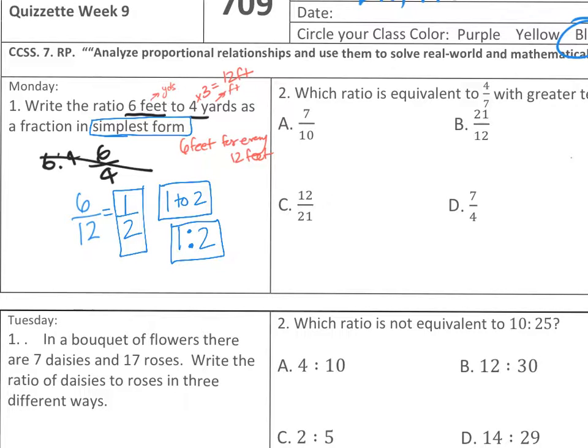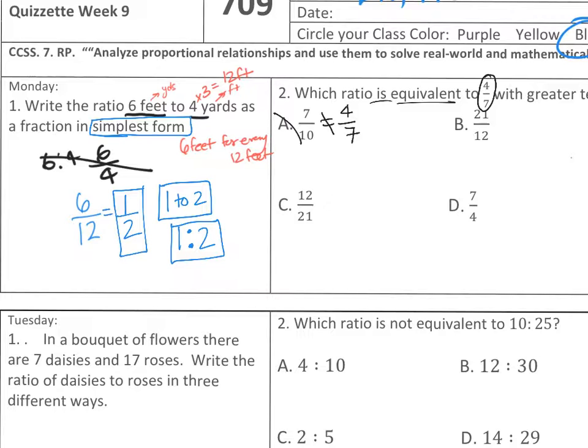Number 2, write the ratio that is equivalent to 4/7 with greater terms. So 4/7, you have to reduce each of the fractions and see if they are equivalent to 4/7. So letter A, 7/10 can't be reduced, and 7/10 is not equal to 4/7. So that can't be it. We're looking for the ones that are equal.